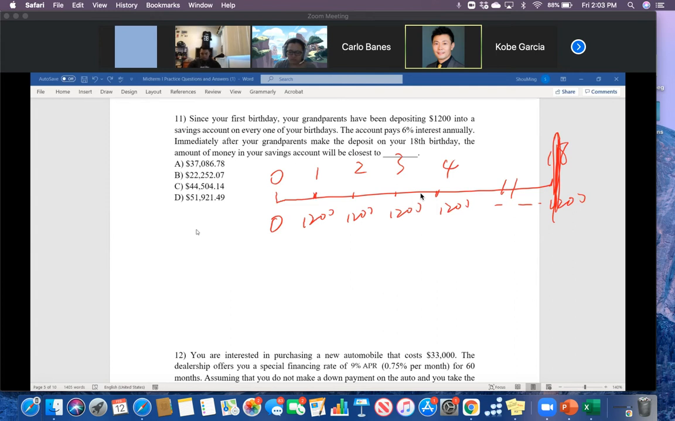In this case, as you can see, what do we call this cash flow? We have a name for this cash flow. What do we call it?